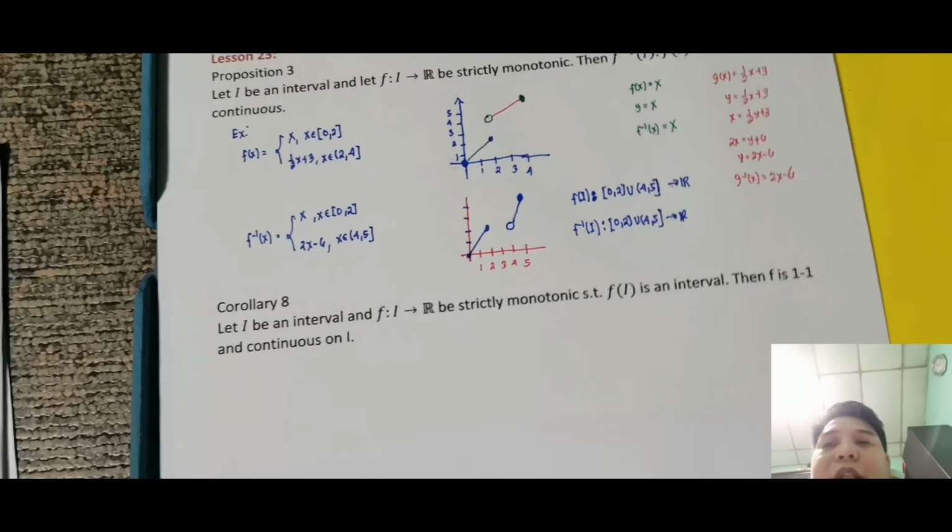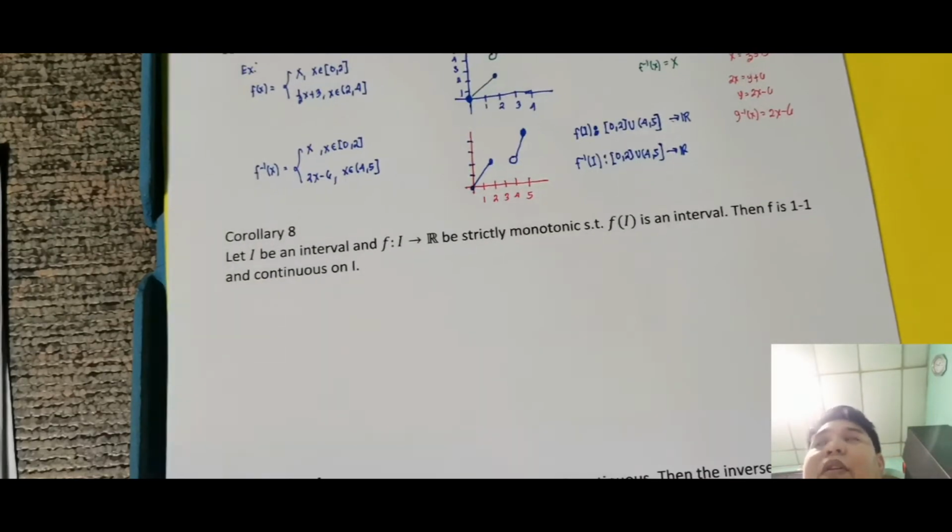Okay, so let's have another corollary. Corollary number 8, kasi theorem number 7 tayo. So for corollary number 8, let I be an interval and f be a mapping from I to a real number, and be strictly monotonic, meaning increasing or decreasing ulit siya, such that f of I is an interval. Then f is 1 to 1 and continuous on I.